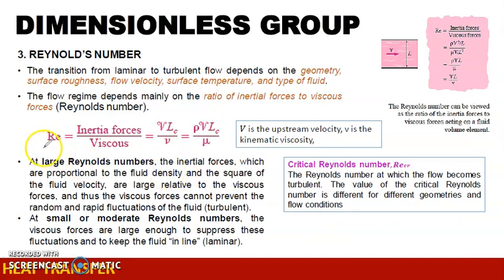Then we have the Reynolds number. The Reynolds number is an important dimensionless number because it will help us understand what will be the type of flow. The Reynolds number can be written in this form, but when you don't have the value for kinematic viscosity but you have the dynamic viscosity, then you can use this equation. We'll learn that nu is just mu over rho. That's why we have this equation. V is the velocity, Lc is the characteristic length.